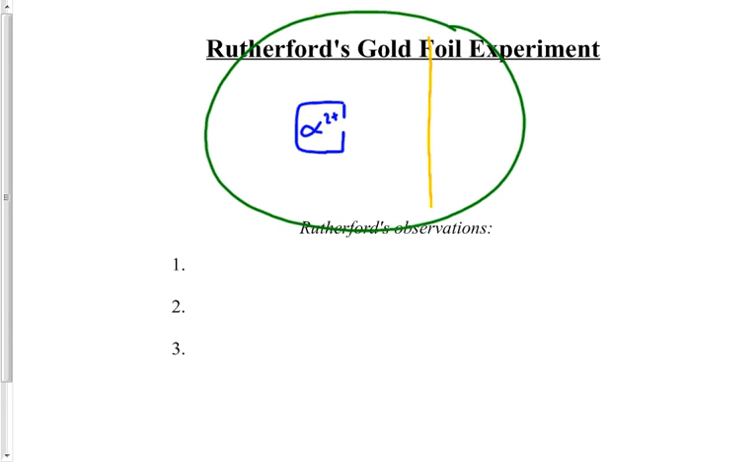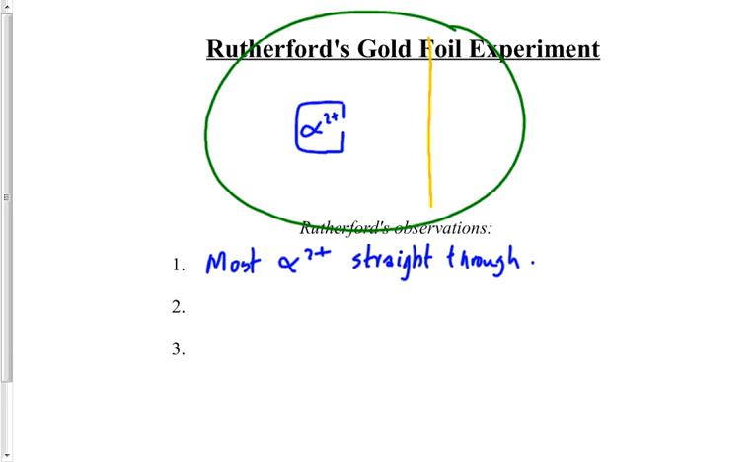Now, Rutherford and his assistants noticed three things as they fired these alpha particles one at a time at this gold foil. They noticed that most of these alpha particles did what? They went straight through. Most of the alpha particles went straight through. And what did that tell us? What did that tell these guys 100 years ago-ish? Yeah, most of the atom is empty space.